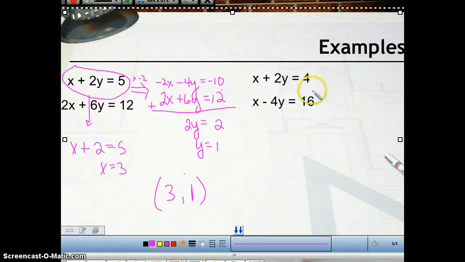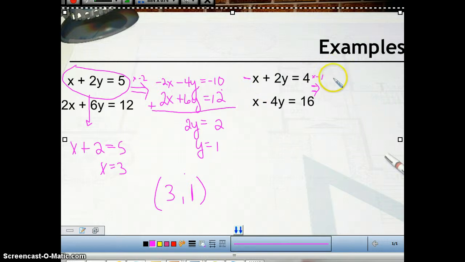Let's do the next one. Same thing. It shouldn't take us very long. We want to get something to cancel. Well, if we took the top equation times 2, we'd have a 4 right here, and 4 minus 4, that would make my y's cancel. But even easier, we can take the top equation times -1. That'll cause that to be a negative, and then our x's would cancel.